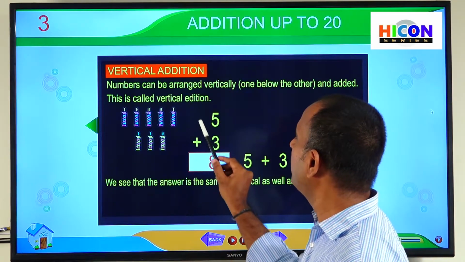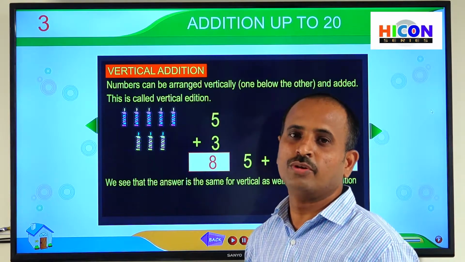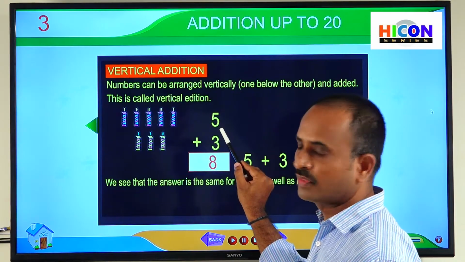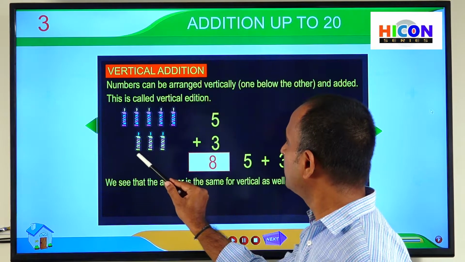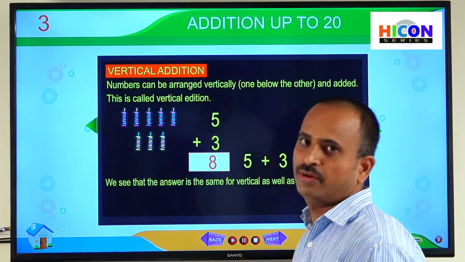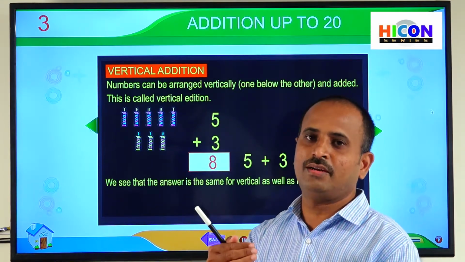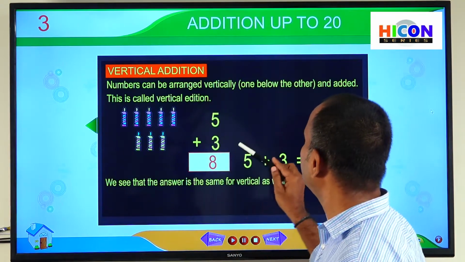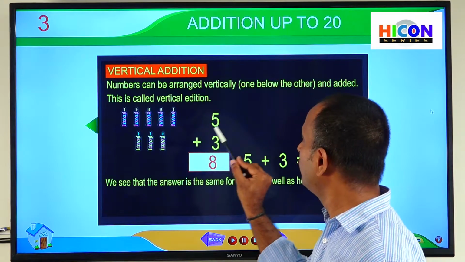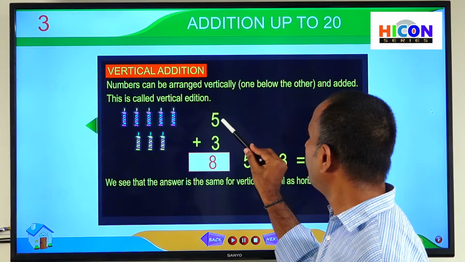Now we have to add all these candles by using vertical addition. So in this vertical addition, we have to write 5 in the first place, and in the second place, that is there are 3 candles in the second row, write 3 below 5. So this way of writing one number below the other and addition is called vertical addition. So here this symbol is called plus. This symbol means we have to add these two numbers. So we have to add 5 and 3.